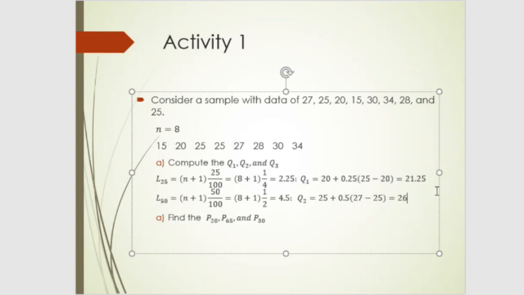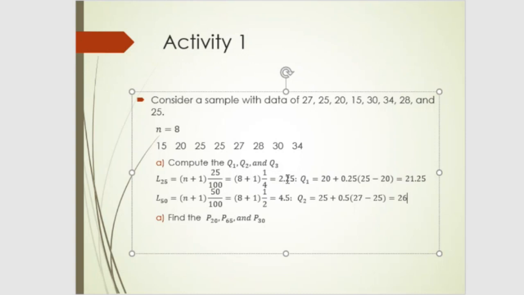I know some other authors normally do it differently, which sometimes gives different answers. Here, if it's 2.25, they just estimate the value. For the second one, 0.5, they just get two values and find the average. But I've seen in your study guide that they use this formula, so we need to follow this formula so that it may not confuse you or give the wrong answer. I don't know if I've answered how we get Q1 and Q2.